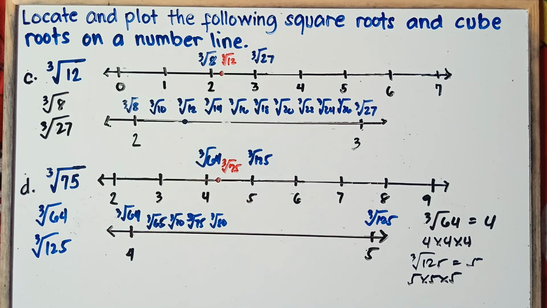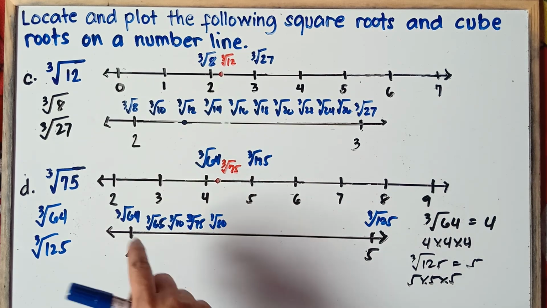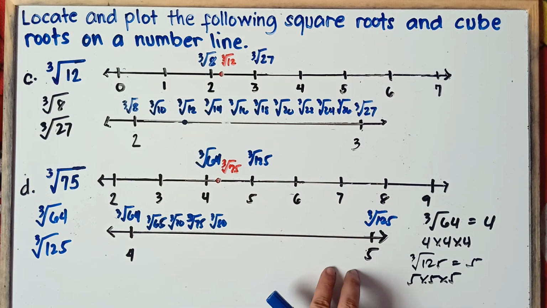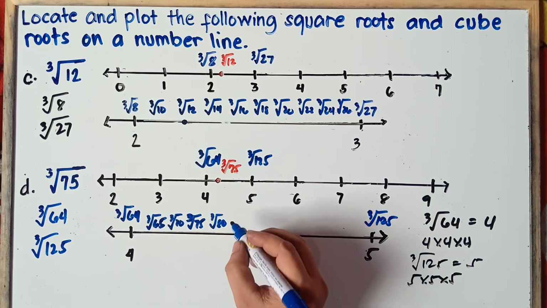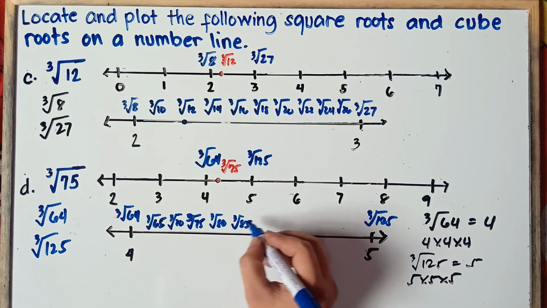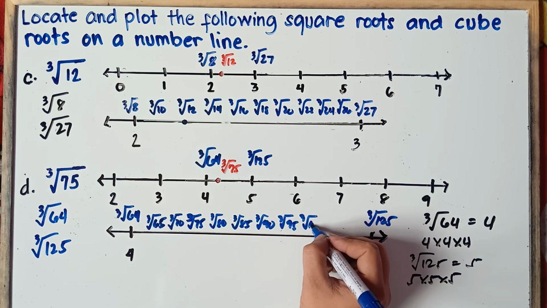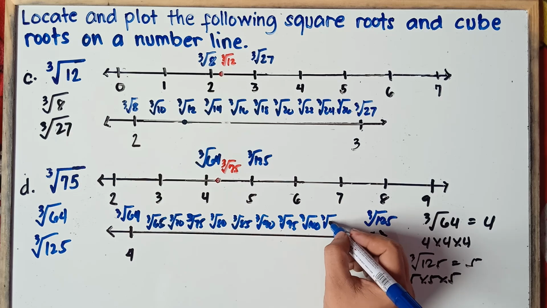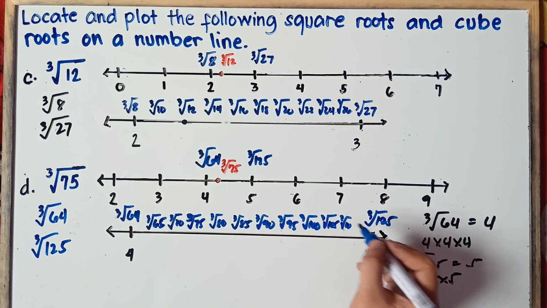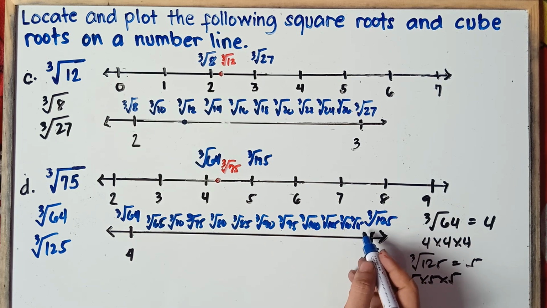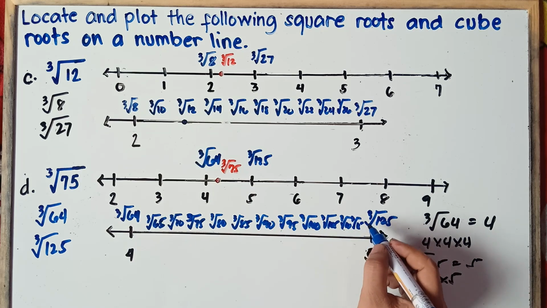We can do the skip counting, class, because if we write cube root of 64, 65, 66, 67, 68, 69, 70, and so on, I'm sure, class, you don't have enough space to write those numbers. So that's why we can do the skip counting. Cube root of 80, then 85, cube root of 90, cube root of 95, cube root of 100, cube root of 105, and so on, up to cube root of 125.